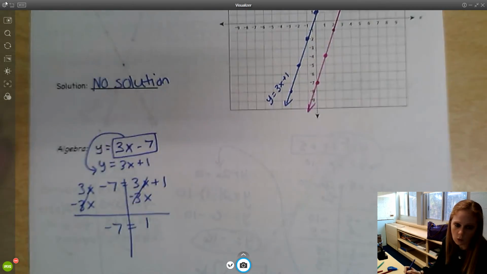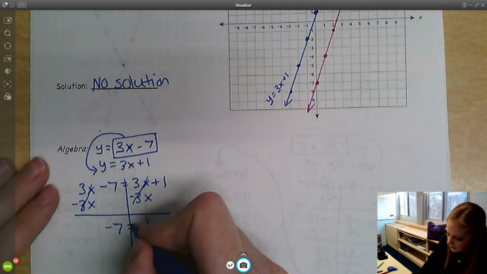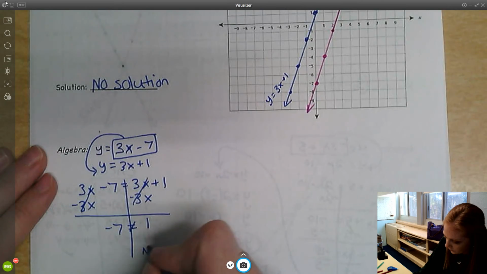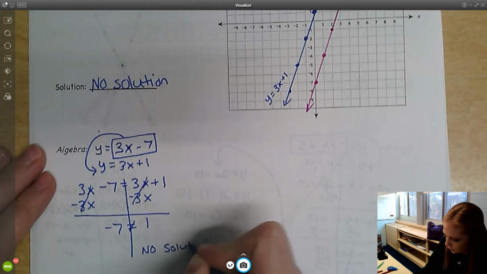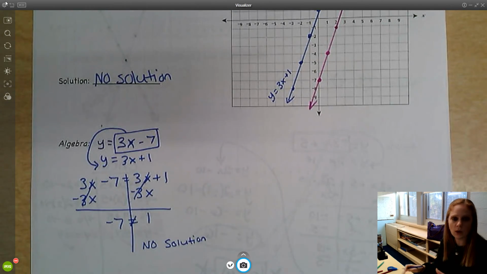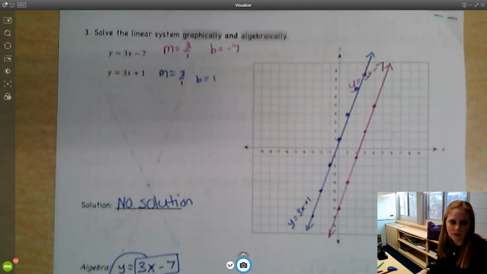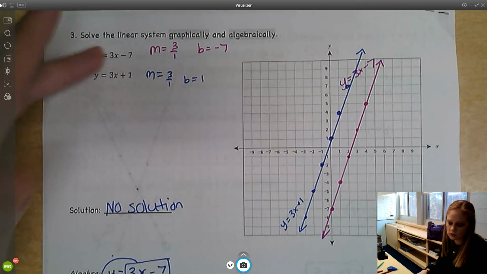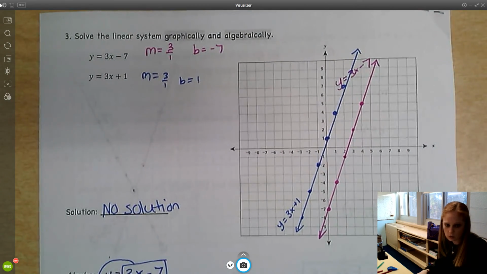Negative 7 equals 1. We learned this before, right? Negative 7 doesn't equal 1. So it's no solution. Whenever you get two numbers in the end that don't equal each other, it's no solution. So again, you could solve it graphically by graphing them and seeing that it's no solution. Also, same slope, different y-intercepts, going to be no solution.